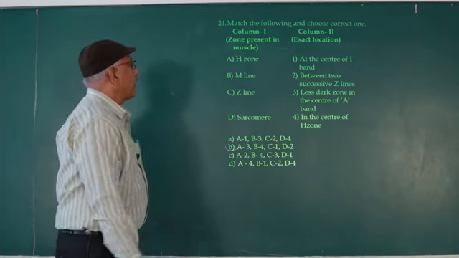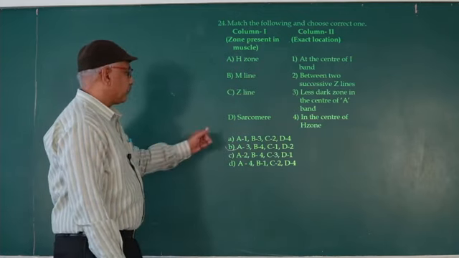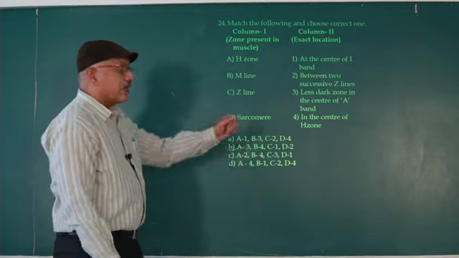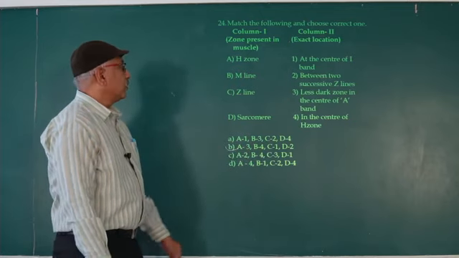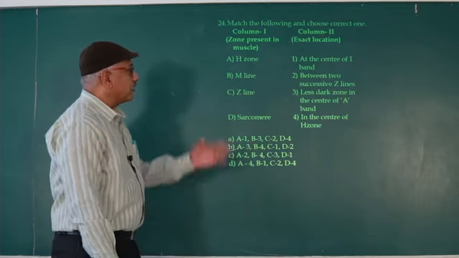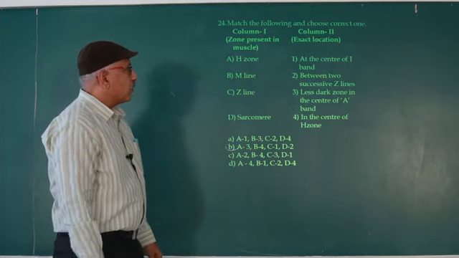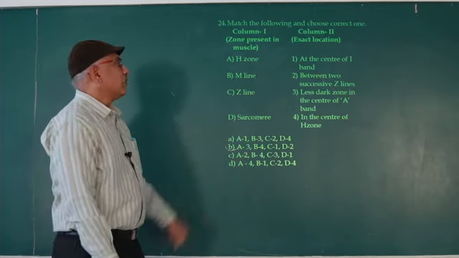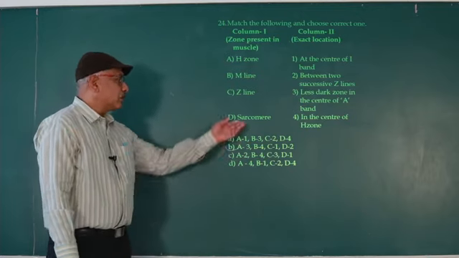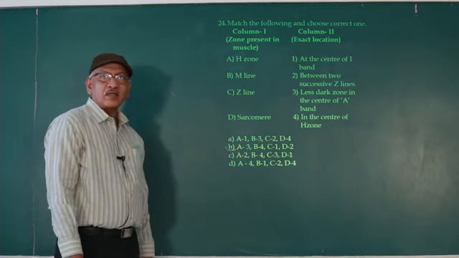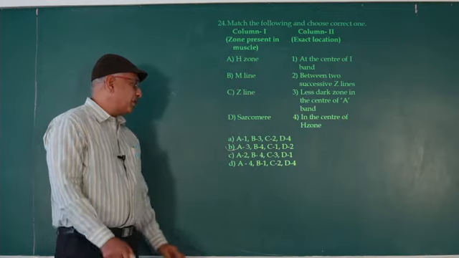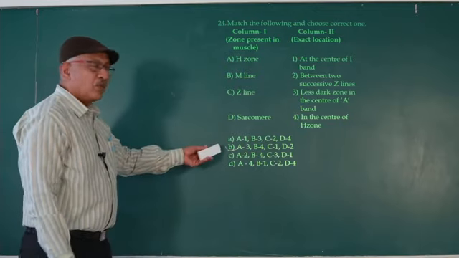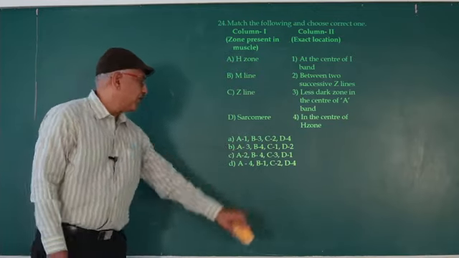Next one is M line. M line in the center of H zone. So next one is Z line at the center of I band. Next one is sarcomere, between two successive Z lines in a myofibril. Sarcomere is the functional unit of a muscle. So the answer is B.